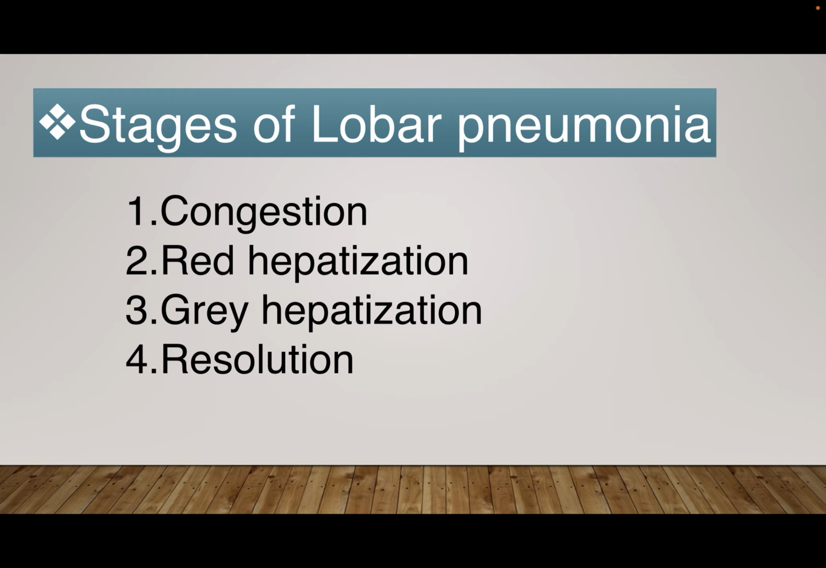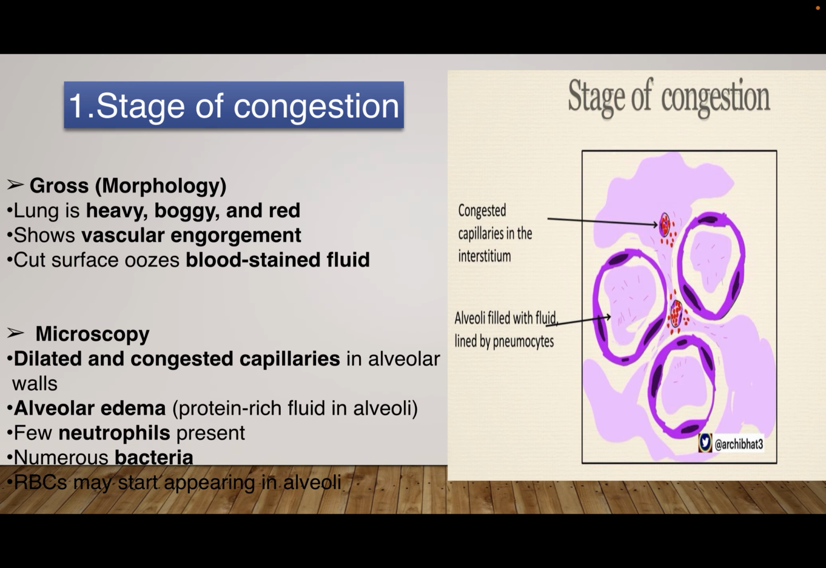Now we are going to discuss the stages of lobar pneumonia. There are four stages. The first is the stage of congestion. The second is the stage of red hepatization. The third is gray hepatization. And the fourth is the stage of resolution. Now we are going to discuss them one by one.